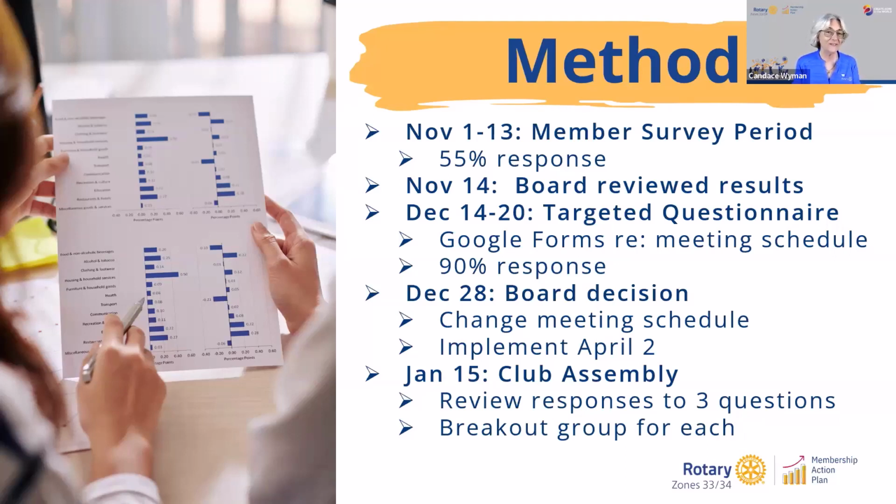What was interesting there was that in the initial member satisfaction survey, we got a little over 50% participation. When we targeted a question, we got 90% of people who were very interested in this topic. As a result, we will be changing our meeting times to all noon on Tuesdays starting April 2nd, not April 1st, April 2nd.